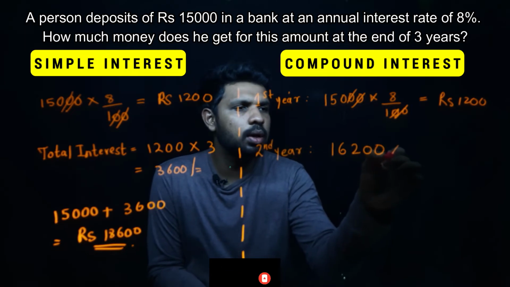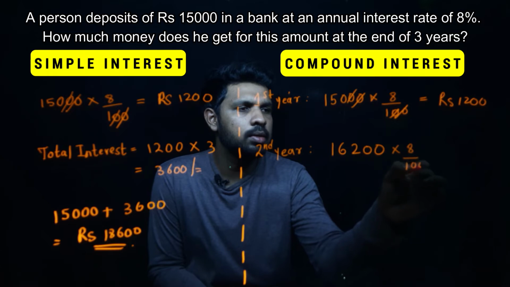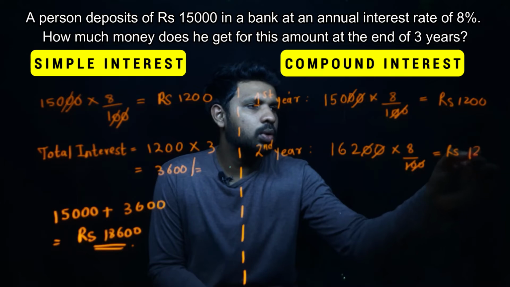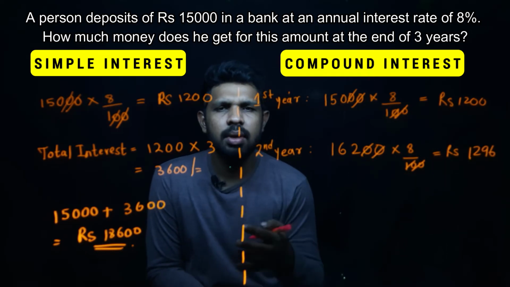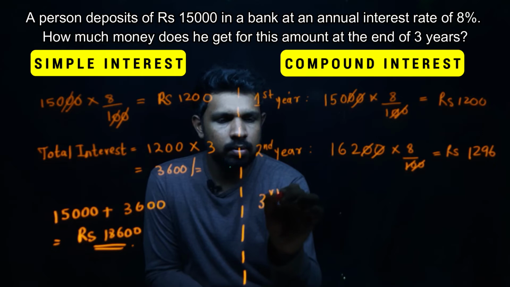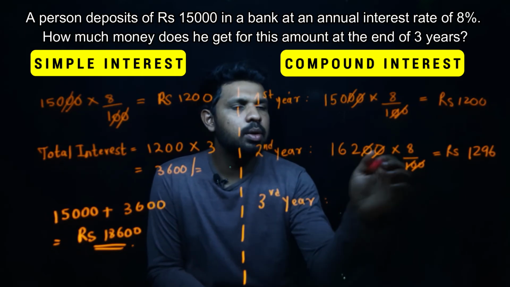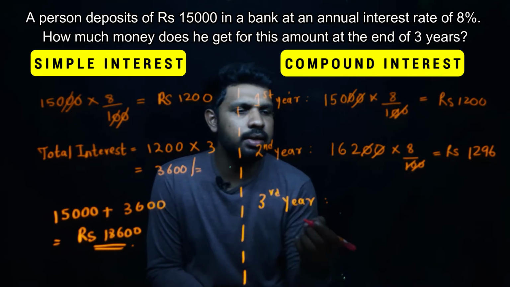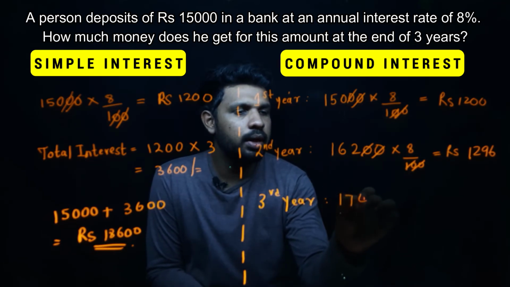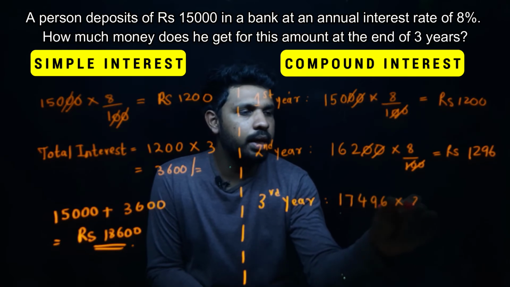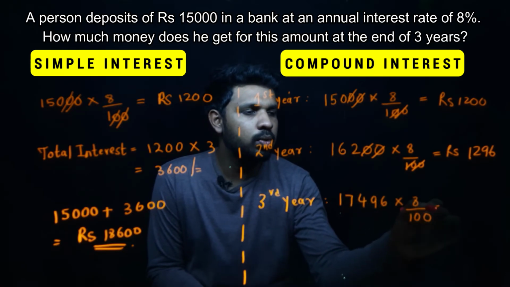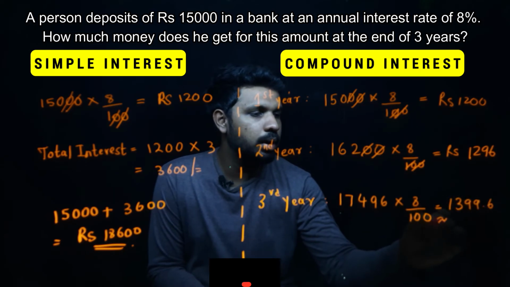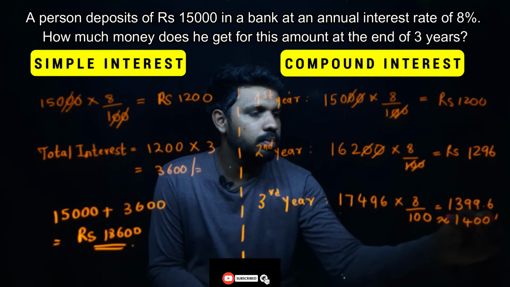So 16,200 into 8 over 100 will be equal to rupees 1296. Similarly, for the third year, the 8% will be calculated on the sum of 16,200 and 1296, that is 17,496. And when you calculate 8% for this, it will be equal to 1399.6. That can be approximately taken as 1400 rupees.